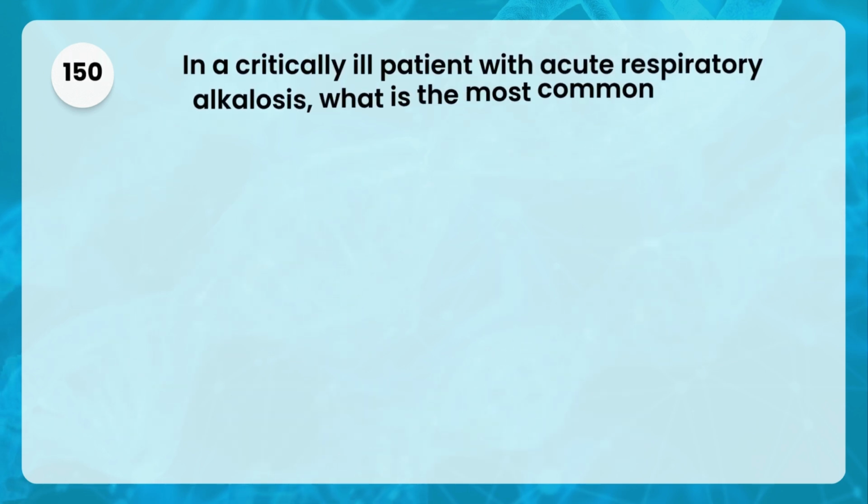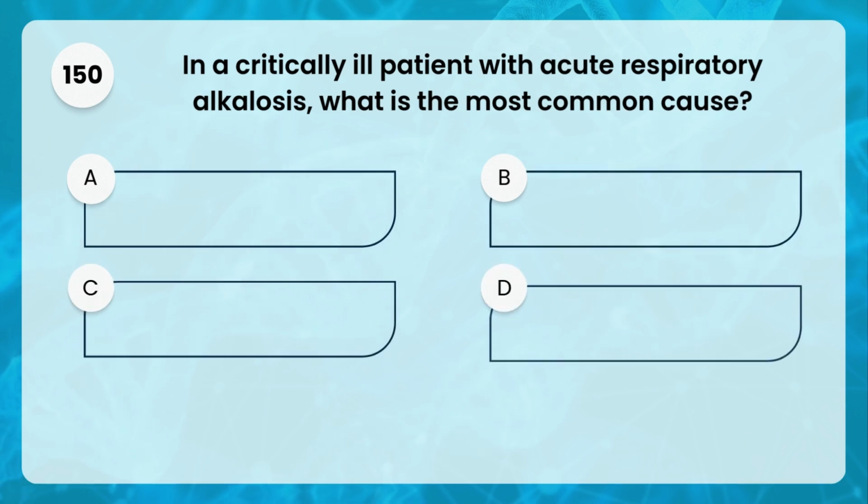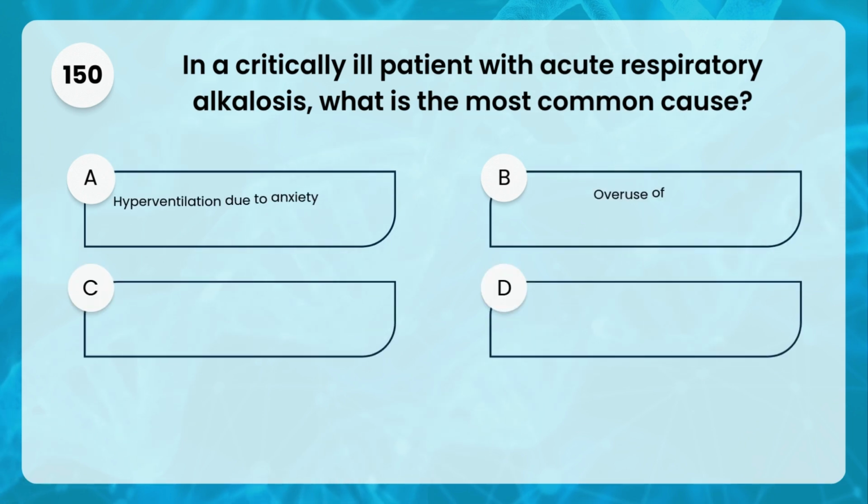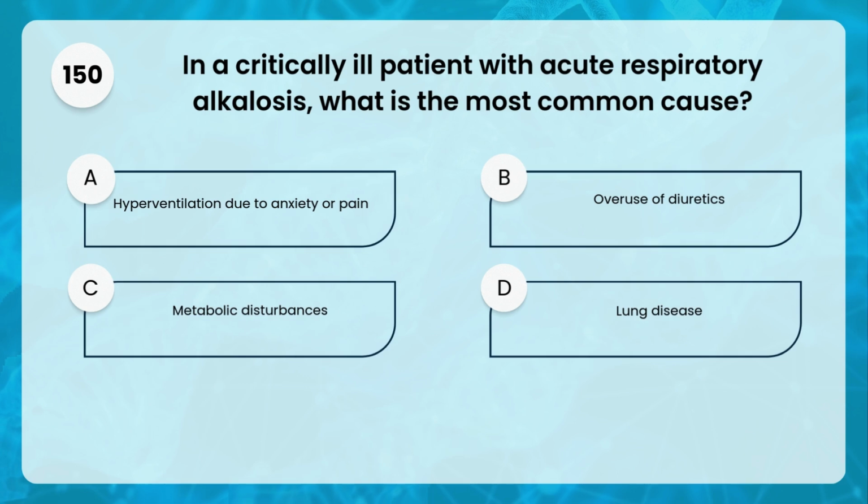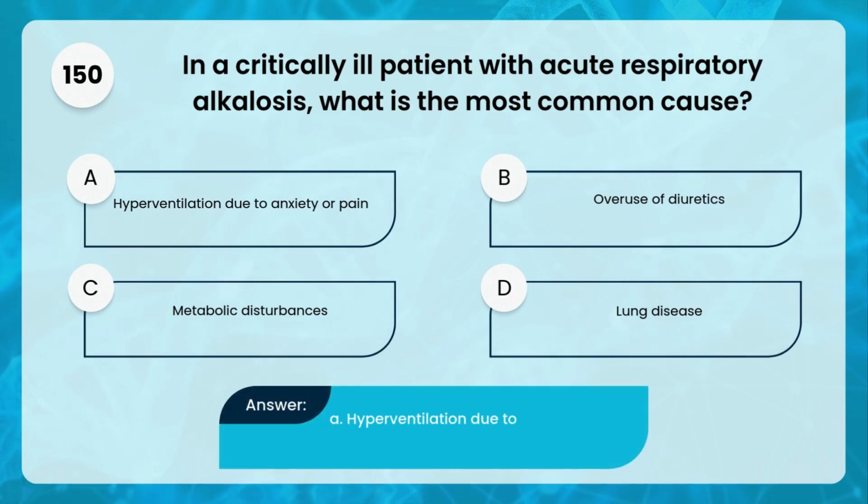150. In a critically ill patient with acute respiratory alkalosis, what is the most common cause? A, hyperventilation due to anxiety or pain. B, overuse of diuretics. C, metabolic disturbances. Or D, lung disease. The answer is A, hyperventilation due to anxiety or pain.